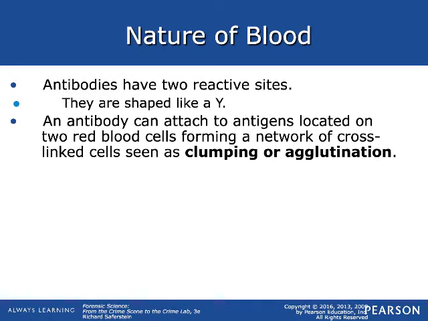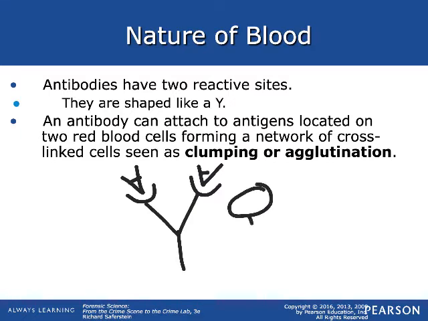Okay, so typically antibodies are shaped like a Y, and they have two spots on them that are going to bind to the antigen. So the parts that bind are on the short arms of the Y, the top part of the Y. They can bind to the antigens that are on the blood cells. So we can have a blood cell that has A on it, and then we'll have anti-A antibodies, and they'll bind to the blood cell.